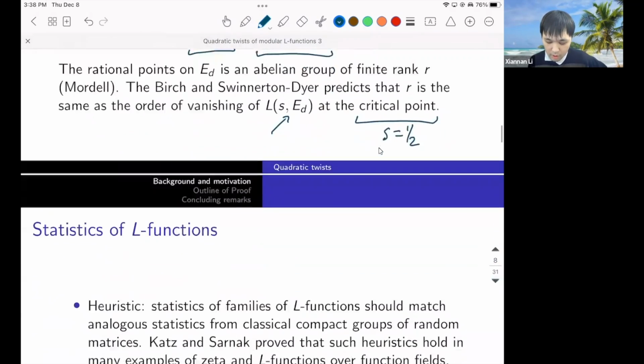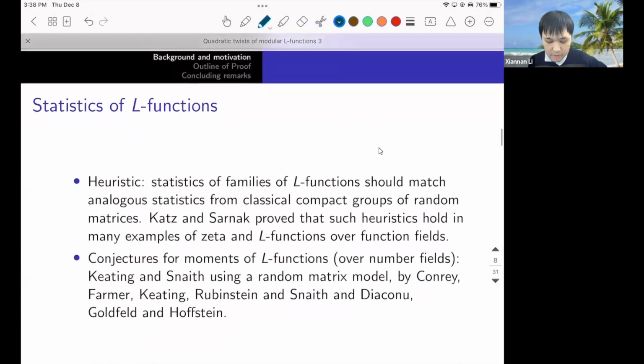Okay, so I'll be talking about moments of L functions. So let me first give you a little bit of background on the statistics of L functions. The heuristic here is that the statistics of families of L functions should match analogous statistics from random matrices. So Katz and Sarnak proved this in many examples of zeta functions and L functions over function fields. So this is also frequently referred to as the Katz-Sarnak philosophy.